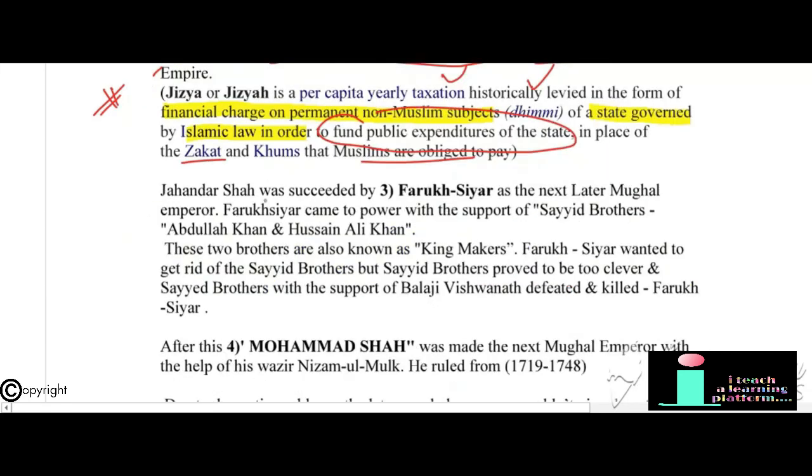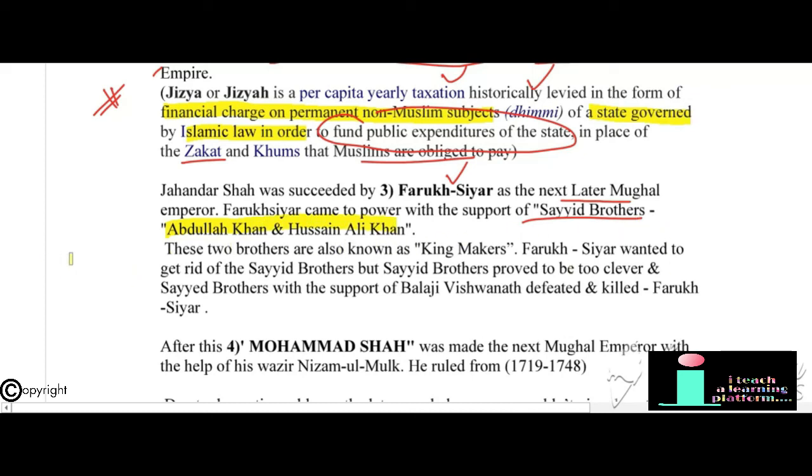So Jahandar Shah was next succeeded by Farrukh Siyar as the later Mughal emperor. Farrukh Siyar came to power with the support of the Sayyid brothers, famously known as the Kingmakers, and their names were Abdullah Khan and Hussain Ali Khan. Hussain Ali Khan was the younger one. These 2 brothers are also known as Kingmakers.